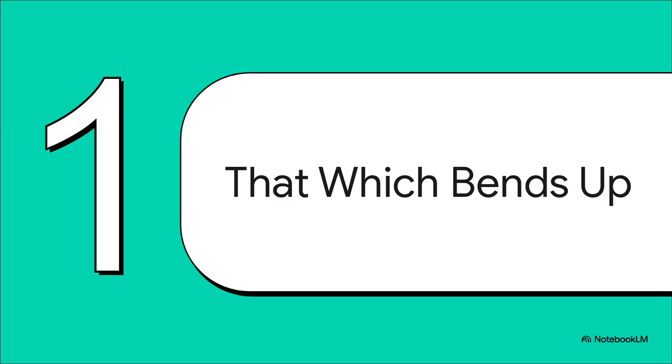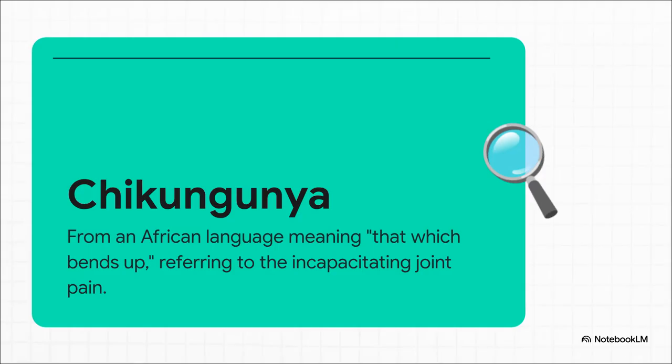Right there in the name itself, that which bends up. The name itself is a huge clinical clue. It really paints this vivid picture of the number one symptom you're going to see in your patients. This posture that's so twisted by joint pain that they literally look like they're bending up. It's a powerful image, and it's one that will definitely stick with you.